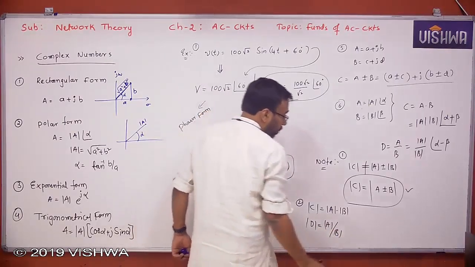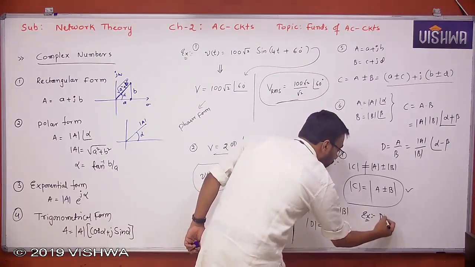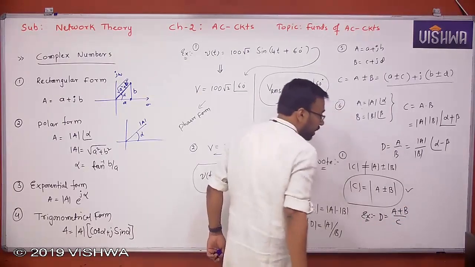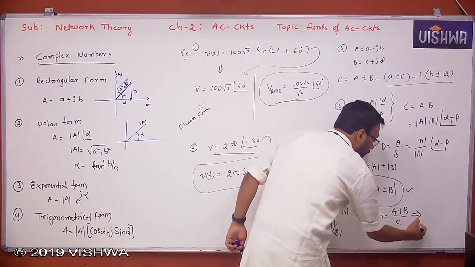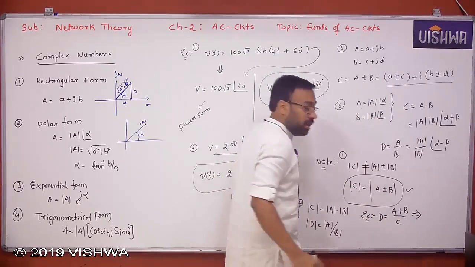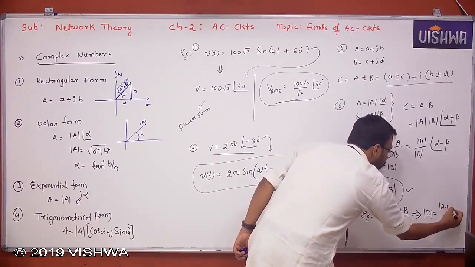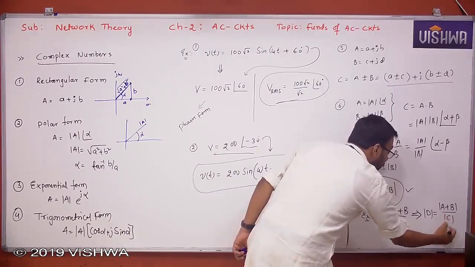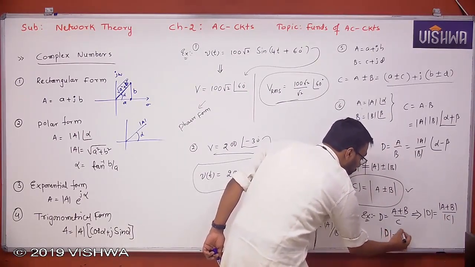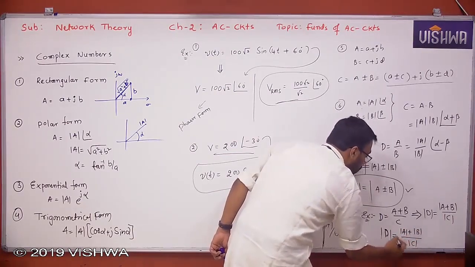And one more example you can take here: if you have D is equal to A plus B by C, and I deal with only the magnitudes of these complex numbers, then what will I get? Magnitude d is equal to magnitude of (a plus b) by magnitude c. You cannot take magnitude d as magnitude a plus magnitude b by magnitude c. It is not possible. You understand?